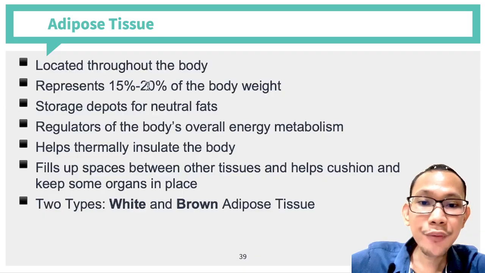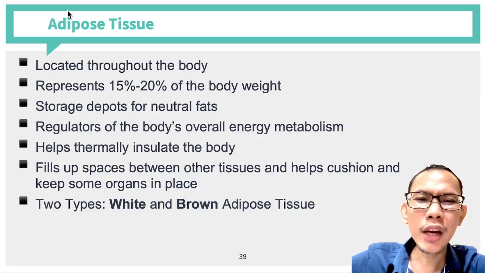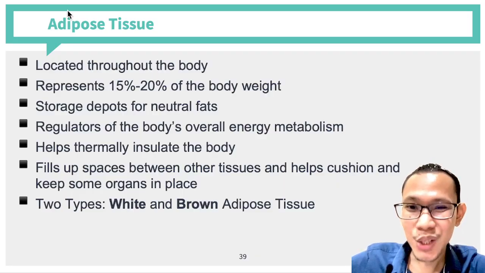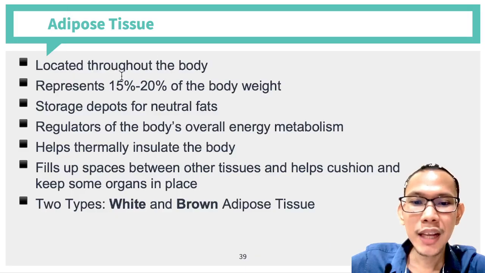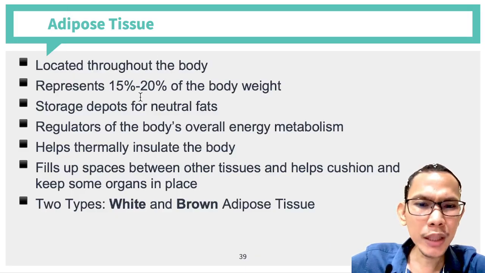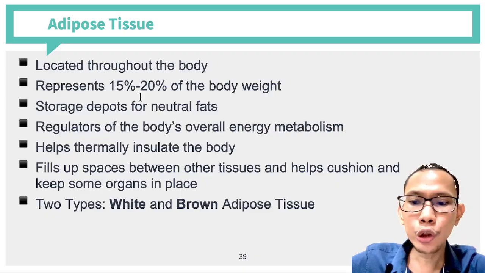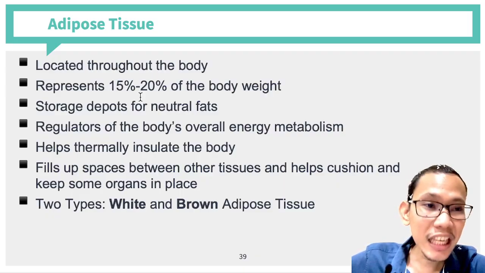It represents 15 to 20% of the body weight. Pag sinabi natin adipose, you are talking about your fat tissue. Fats, no? These are fats. So again, it represents 15 to 20% of the body weight, or it could be more than that in females.